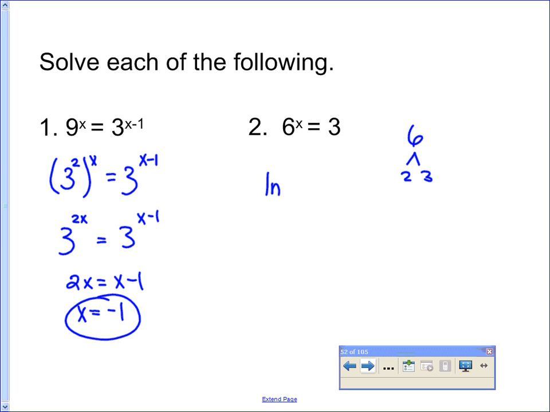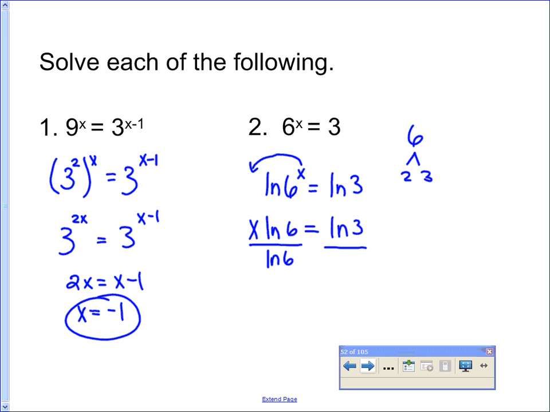And so when I do that, I get this, and then I can take my x and move it out front, and then divide both sides by the natural log of 6. And I'll need to use my calculator on this one to find out that x is going to be approximately 0.6131.